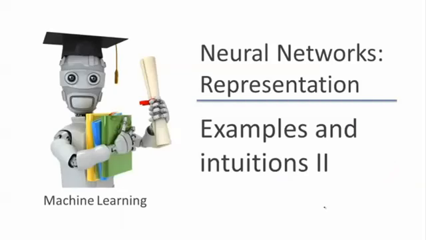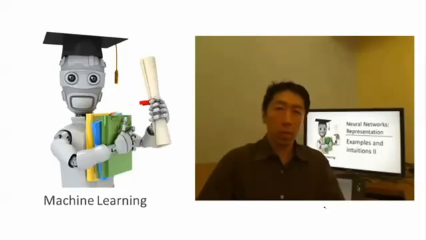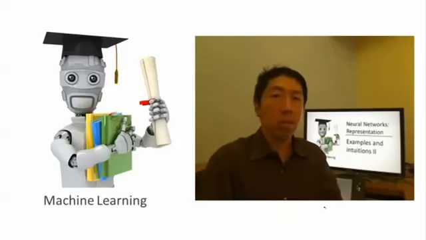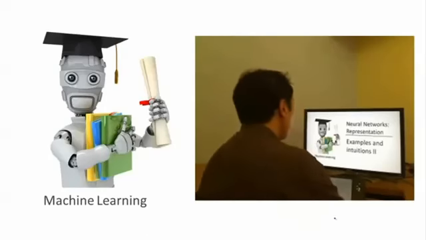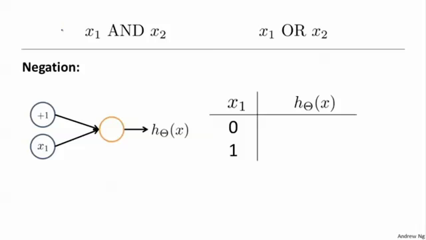In this video, I'd like to keep working through our example to show how a neural network can compute complex nonlinear hypotheses. In the last video, we saw how a neural network can be used to compute the functions x1 AND x2 and the function x1 OR x2 when x1 and x2 are binary, that is, when they take on values in 0, 1. We can also have a network to compute negation, that is, to compute the function NOT x1.